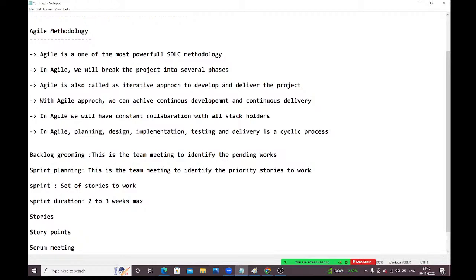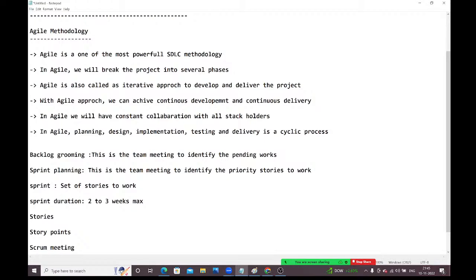Some companies will complete it in 1 week only, but 1 week is not sufficient, guys. At least 2 weeks is required. At least 10 days is required to complete the sprint. If you take 10 days, monthly, how many sprints can we complete? 3 sprints we can complete.